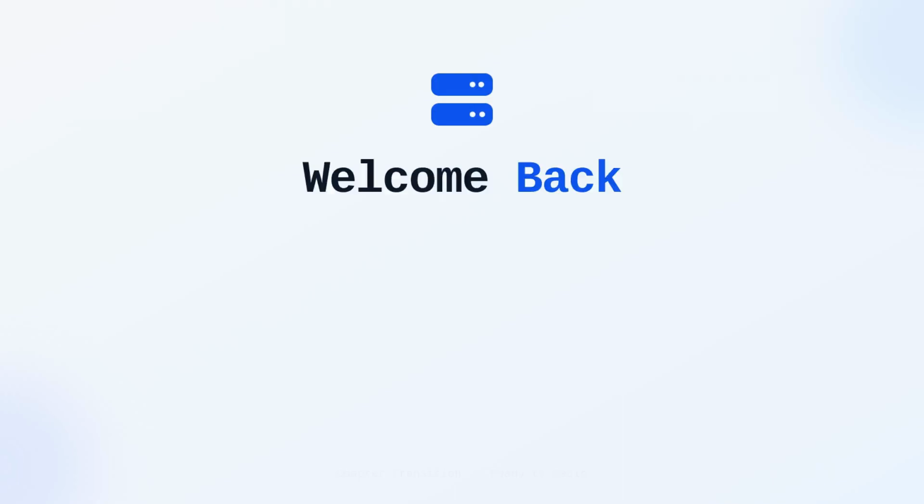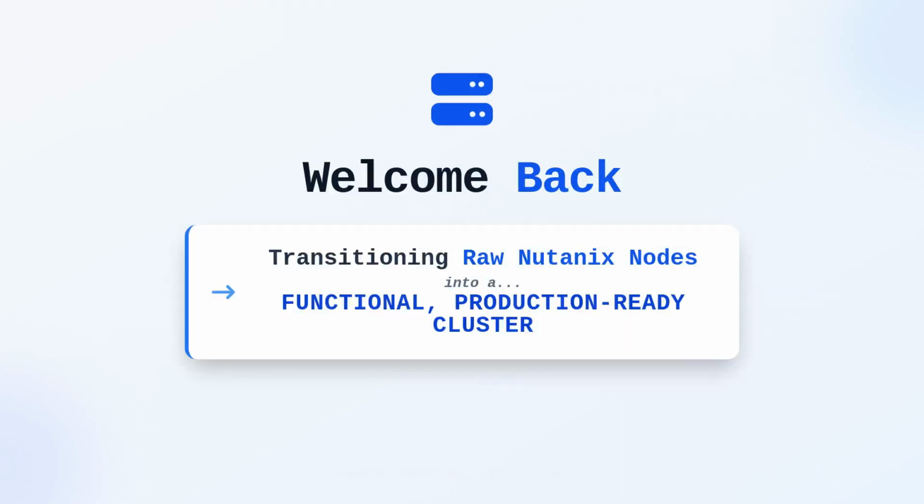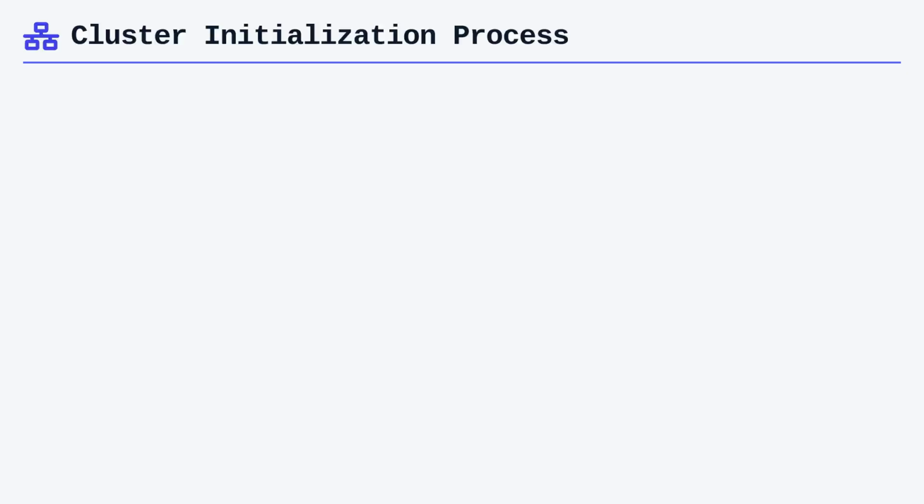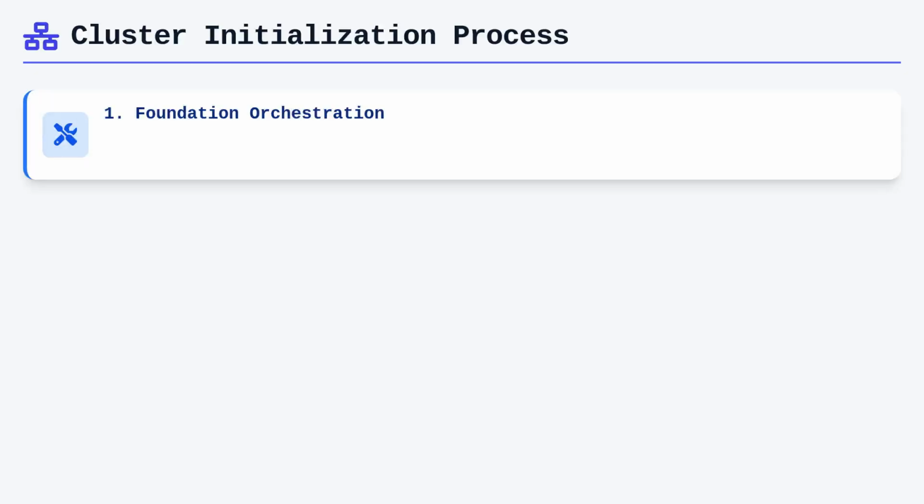Welcome back. In this chapter, we will walk through the precise steps required to transition a set of raw Nutanix nodes into a functional, production-ready cluster. The process of cluster initialization begins with the Foundation tool, which acts as the orchestrator for imaging nodes and deploying the controller virtual machine, or CVM, onto each physical host.